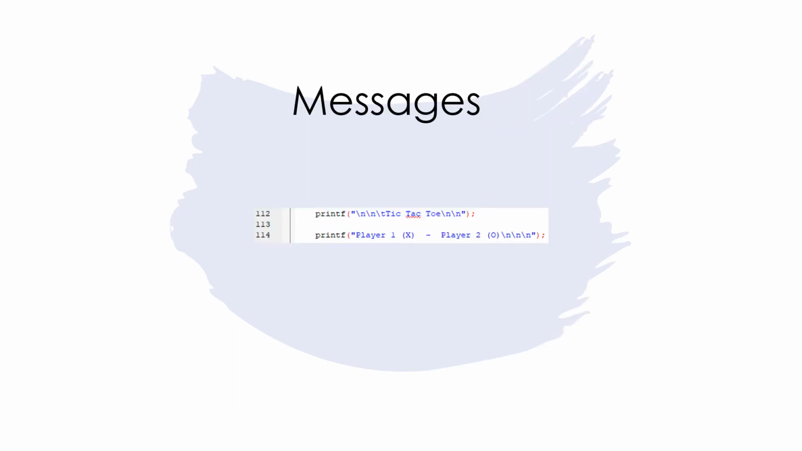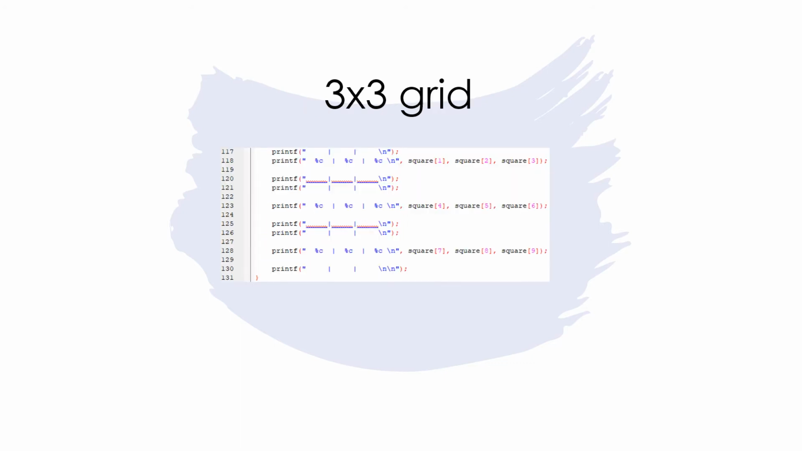Next, we're going to print 2 messages on the output screen. This is just for decoration. It will not affect the efficiency of our code. The first message is going to be the name of the game, and the other is going to let each player know which mark they are going to use. The next and most important thing of the board function is this code right here, which is going to print or imitate a 3x3 grid in which the players are going to place their marks. Here you can easily appreciate the 2 horizontal lines and the 2 vertical lines.